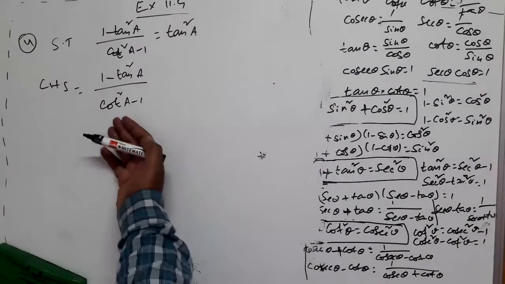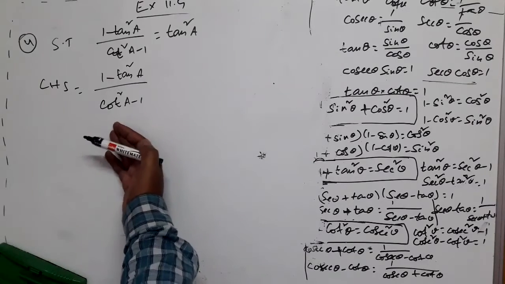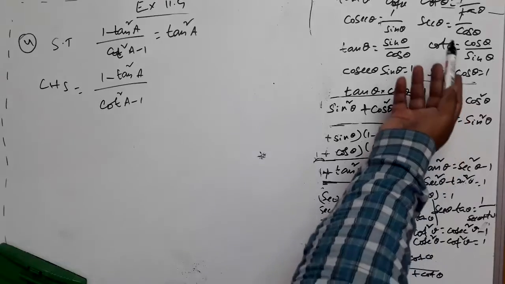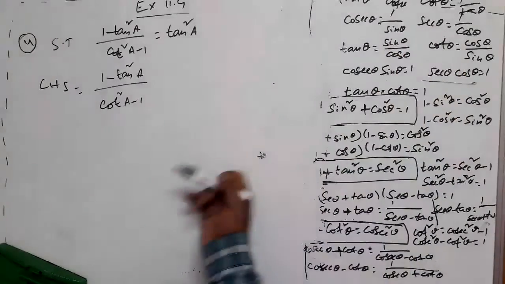So you don't want cot square. Yes, what shall we do? Can you express cot square in terms of tan square? We know that cot and tan are reciprocal of each other. So cot theta can be written as 1 by tan theta.